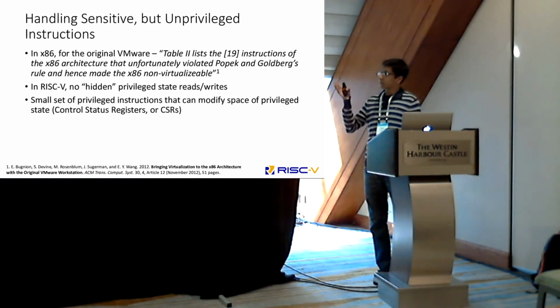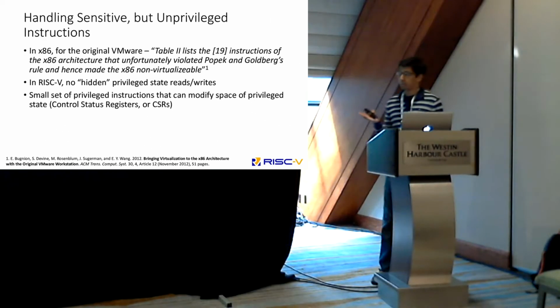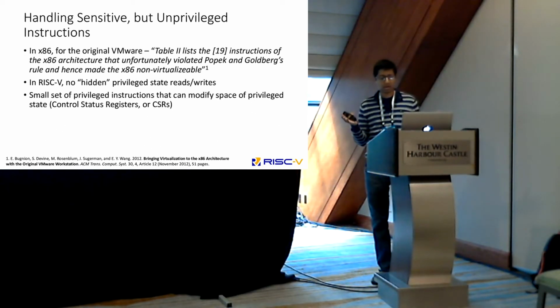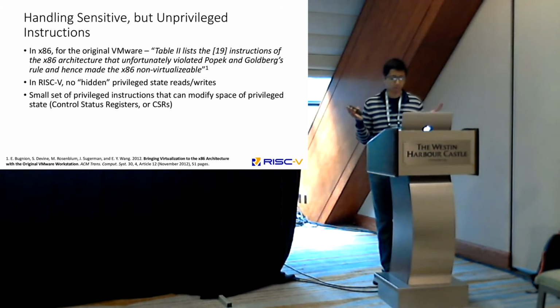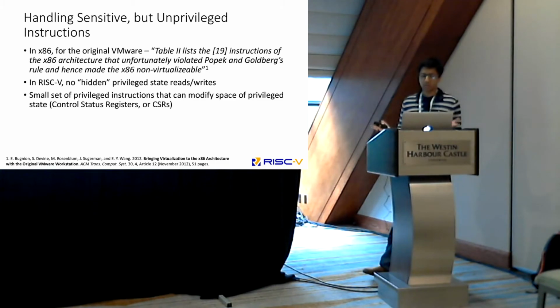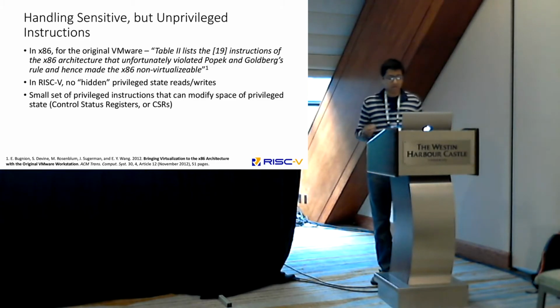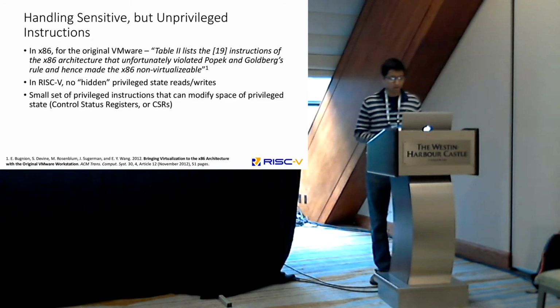One of these things was handling sensitive but unprivileged instructions. If you look at this paper, when they were building VMware for x86, they have this quote: Table 2 lists the 19 instructions of the x86 architecture that unfortunately violated Popek and Goldberg's rule, and hence made the x86 non-virtualizable, at least without hacking things. In RISC-V, there's no such hidden privileged state reads or writes going on.